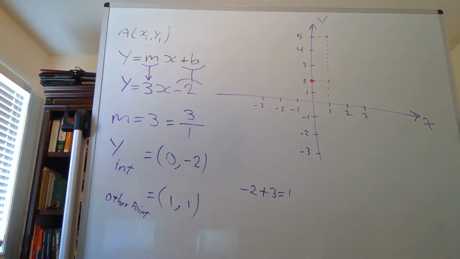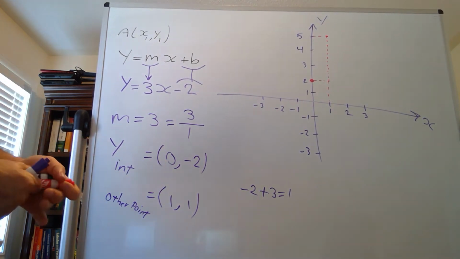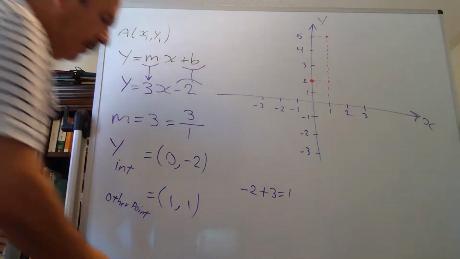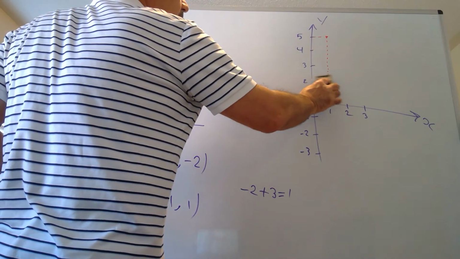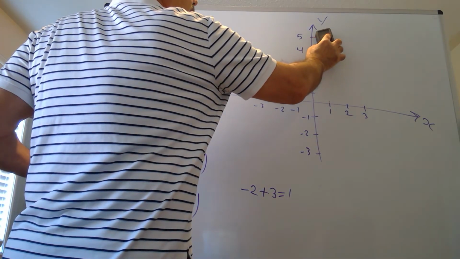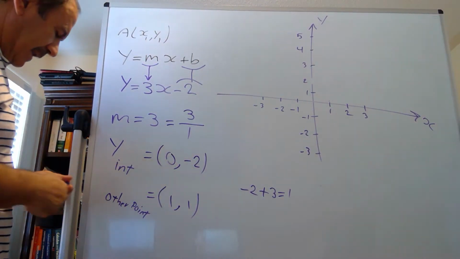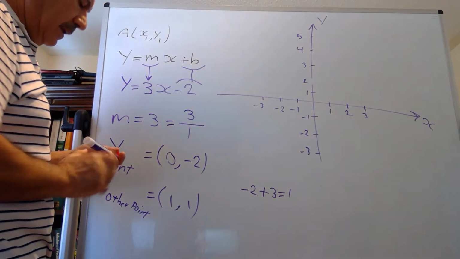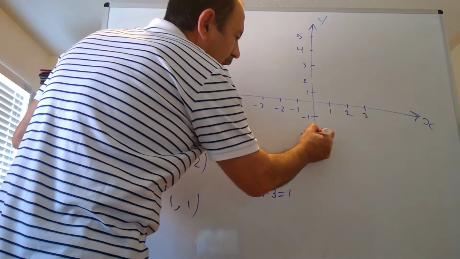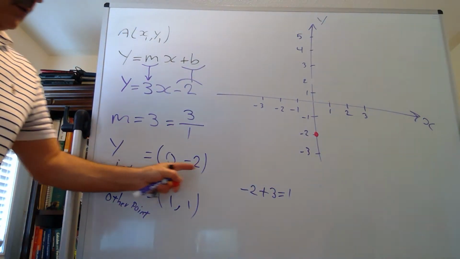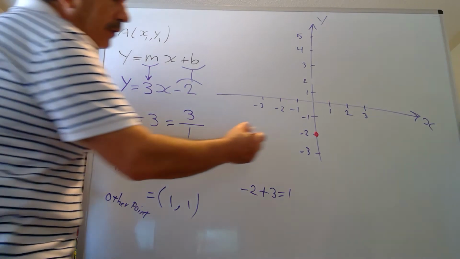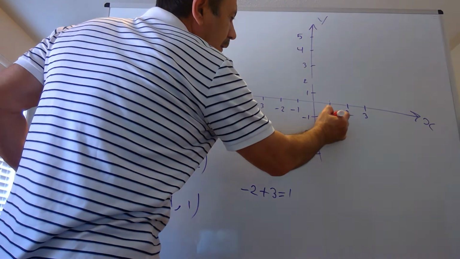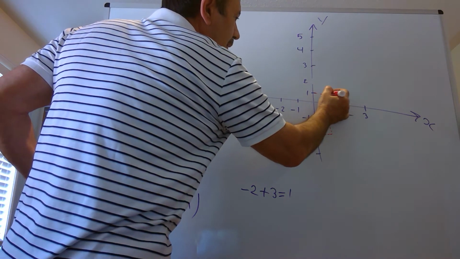Let me see if I'm not making a mistake. Oh, the y-intercept, I made a mistake, sorry. The y-intercept is here, x 0, y negative 2. This is the y-intercept. I started from the wrong point here. This is the y-intercept, x 0, y negative 2. So for 1 unit run, which is here, 3 units of rise, 1, 2 and 3. This is the second point.